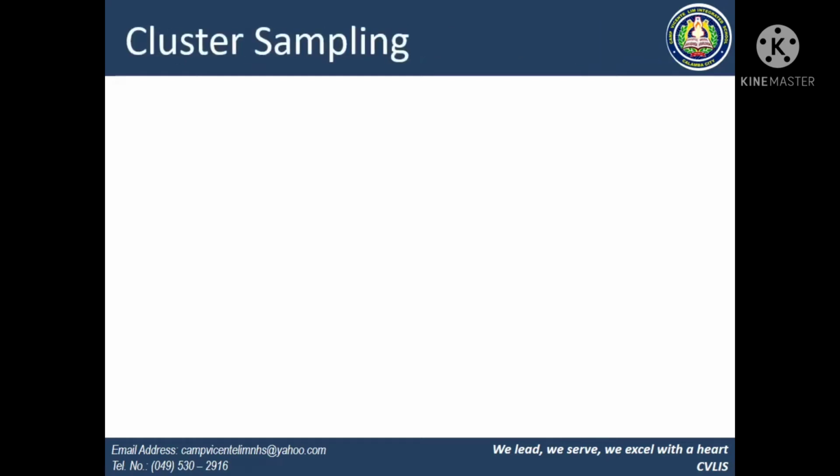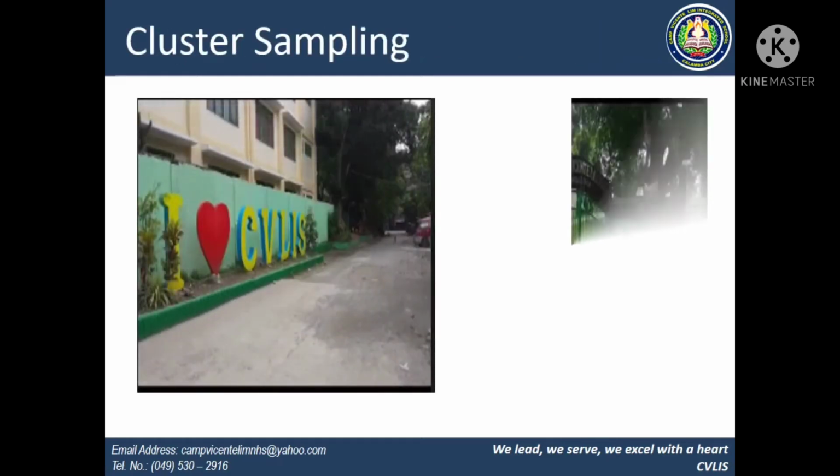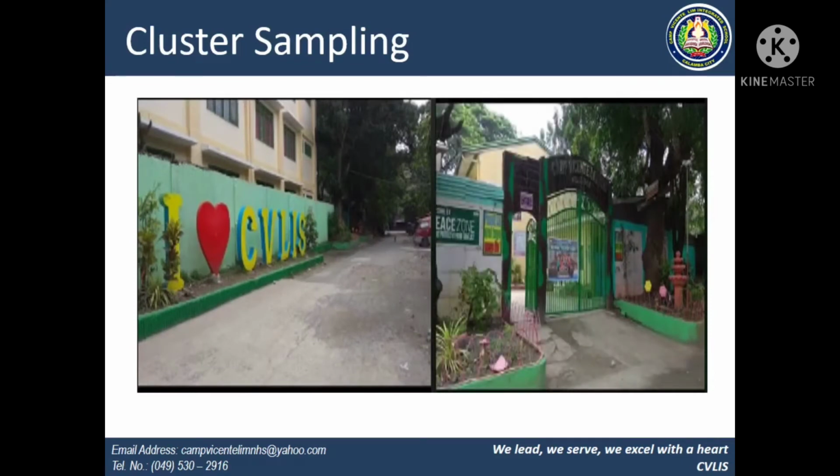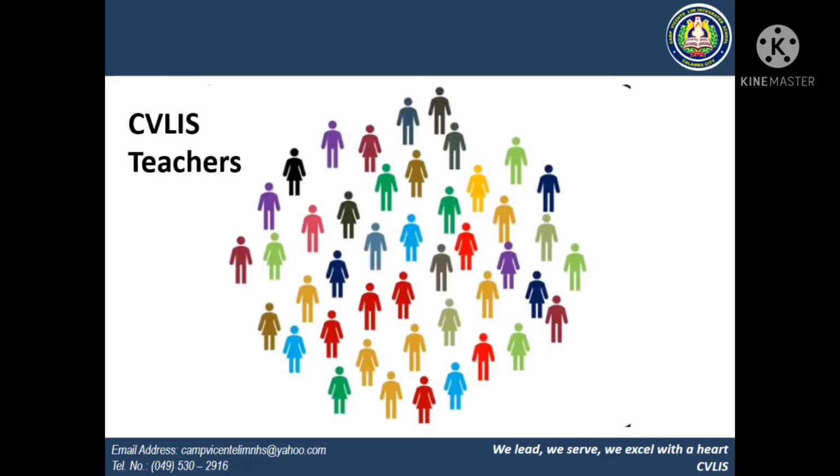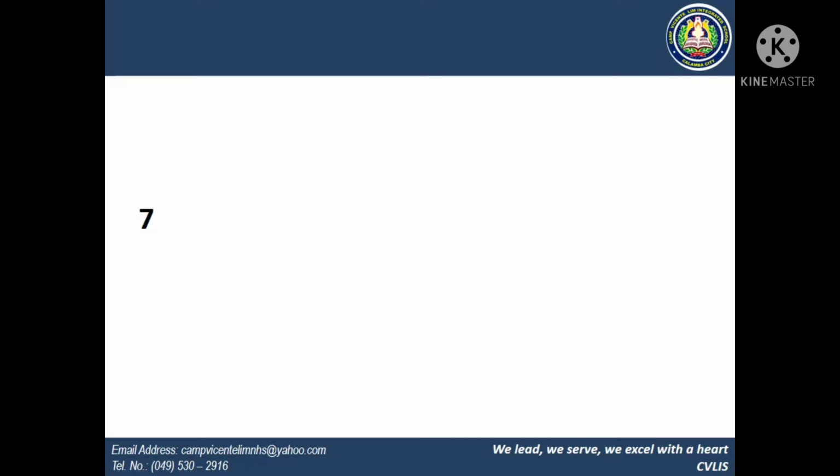Camp Vicente Lim Integrated School is one of the biggest public schools in the Division of Calamba City. The population in this school is expected to be large. Let us consider the teachers' population as our cluster sampling example. Let us try to group them according to cluster or grade level, given that each grade level has teachers for different learning areas and a special teacher on it.